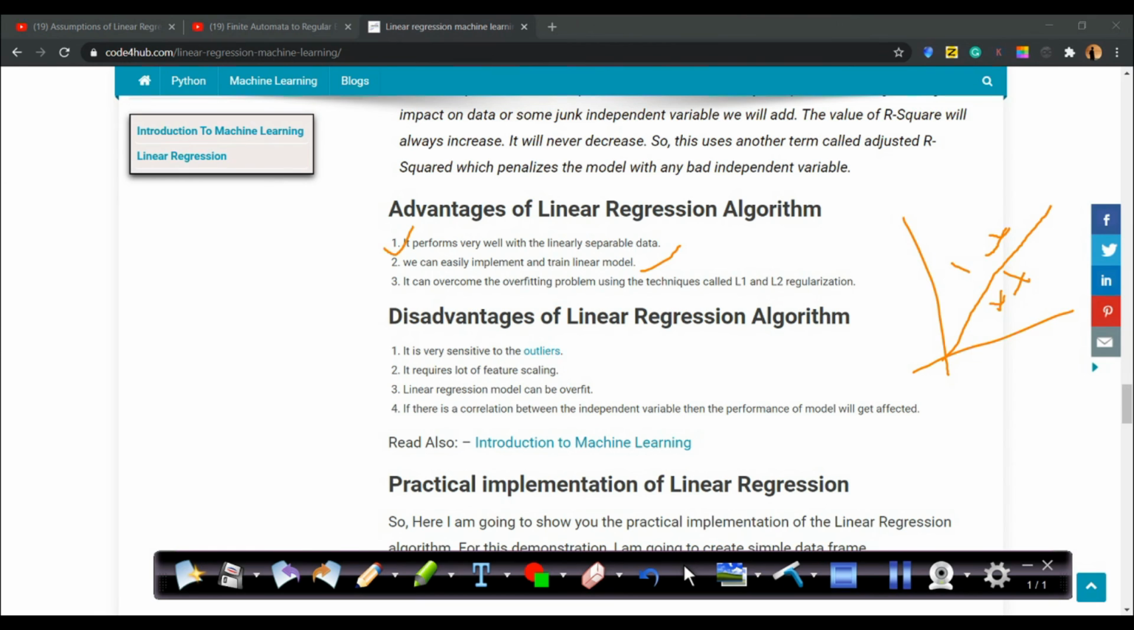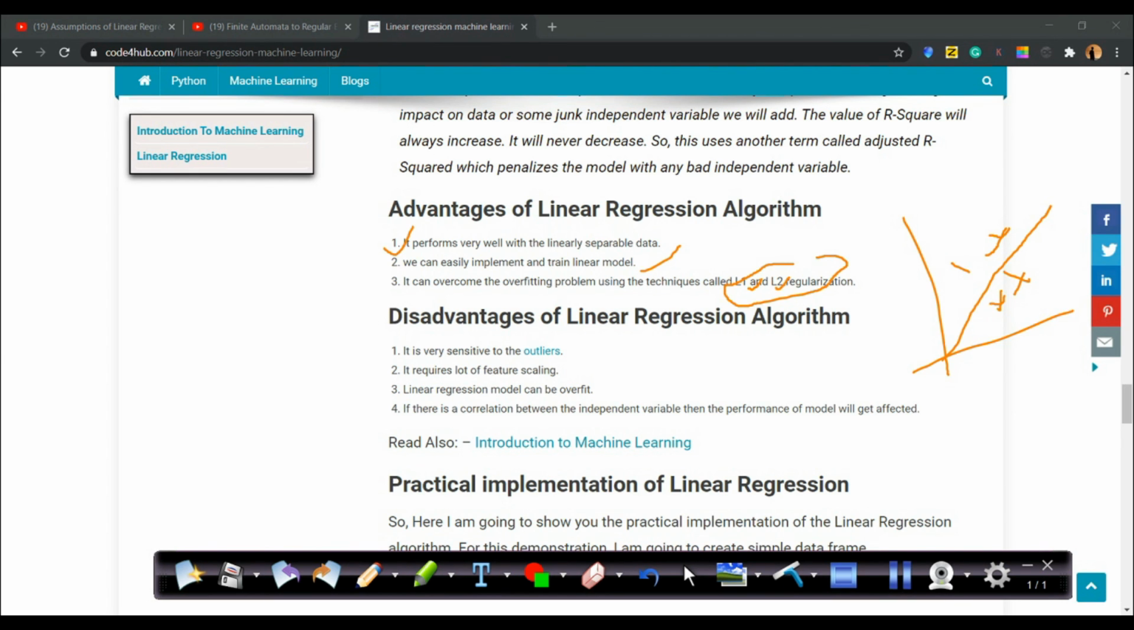There is one more point: the linear regression model can also overfit and underfit. What overfit and underfit are, I will explain in another video. For now, just know that it can overcome the overfitting problem using L1 and L2 regularization, and I will also make a video on L1 and L2 regularization. These are the things by which you can overcome the overfitting and underfitting problem.